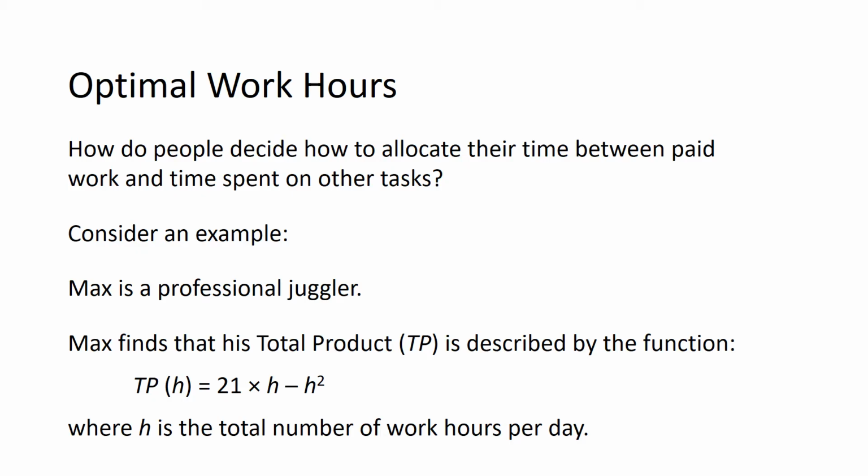We could interpret the total product as the number of spectators who come to watch Max juggle. If each spectator donates $1, then his total product is the same as his earnings. We can then evaluate the trade-off between earnings and free time in order to determine the optimal number of work hours.